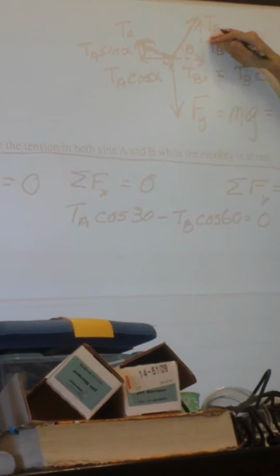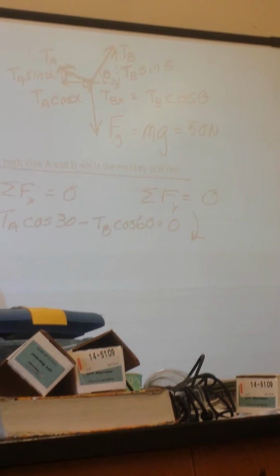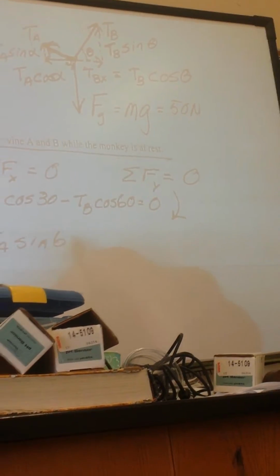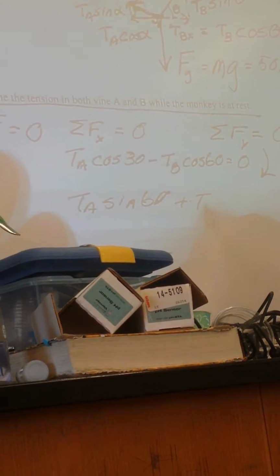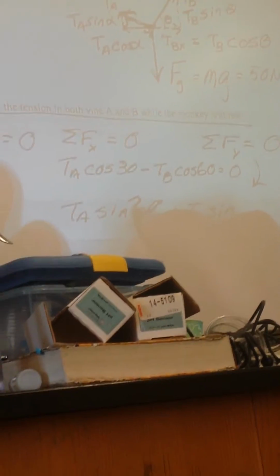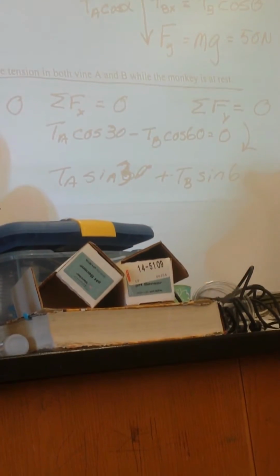What about the vertical components? Exactly. These two have to balance out the 50 down. So if we use our free body diagram, we could say that TA sine of 60 degrees plus TB sine of 30 degrees. Whoops, I messed that up. This is 30, and this is 60.